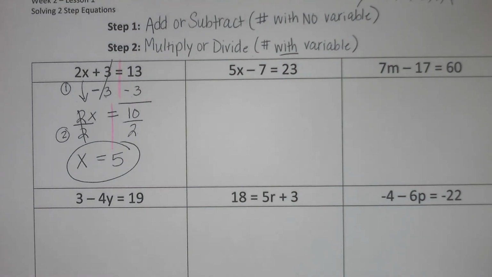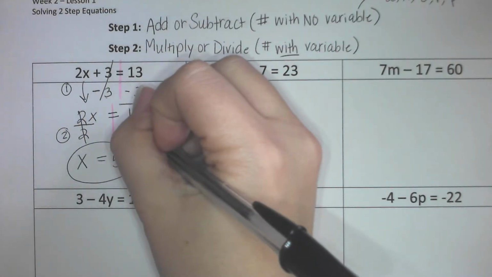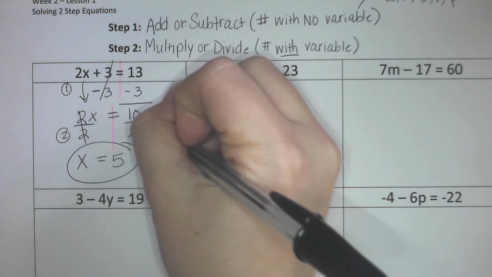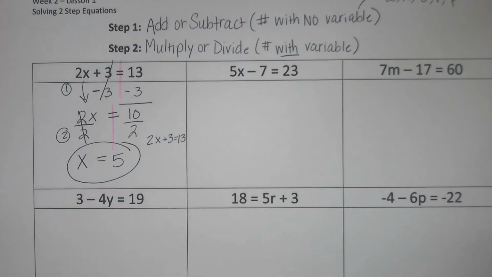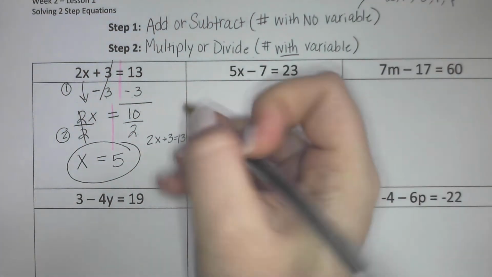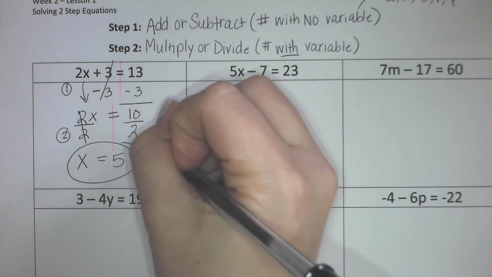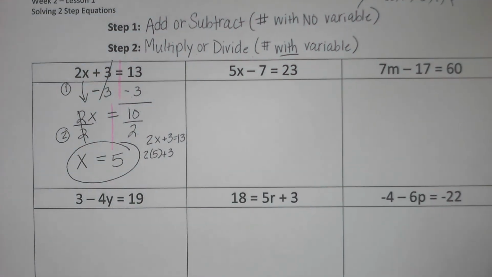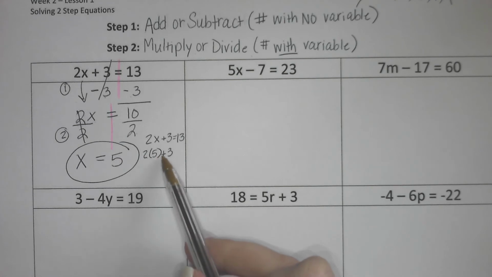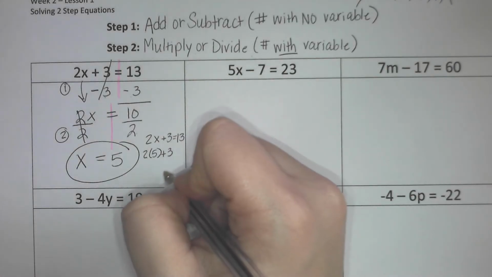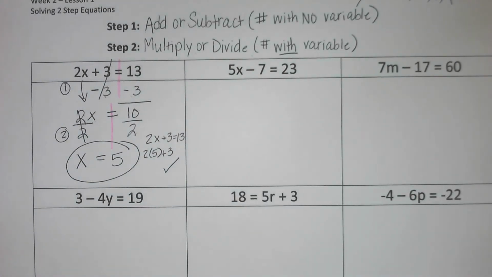And we can check that even, because remember the equation was 2x plus 3 equals 13. Well, I know that x is 5, so what is 2 times 5 plus 3? Well, 2 times 5 is 10, and 10 plus 3 is 13. So this proves that x equals 5.